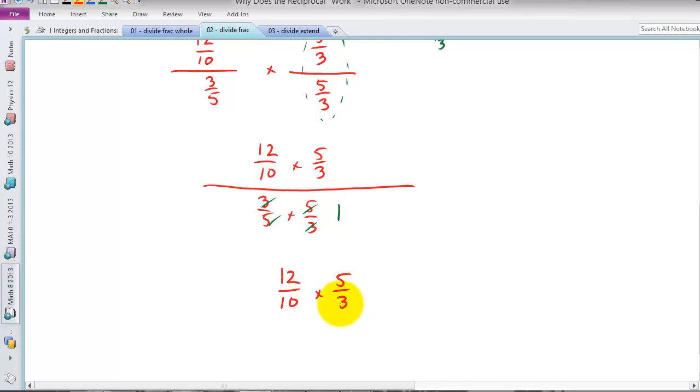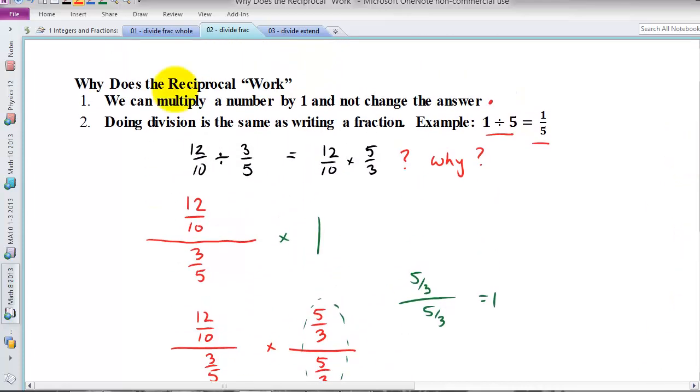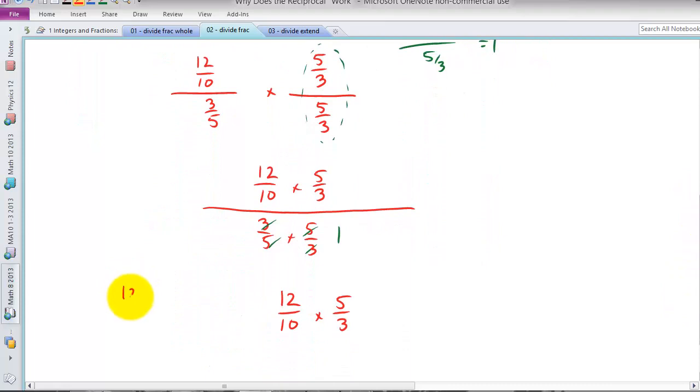Ta-da! So it's not magic, and it's not some rule that mathematicians come up with to help kids but kind of confuse them. You could have figured this out by yourselves if you worked at it long enough. We just took these two ideas, that we can multiply a number by 1 without changing it, and that writing division is the same as writing a fraction. And we can see that 12 tenths divided by 3/5 is the same as 12 tenths times 5/3.